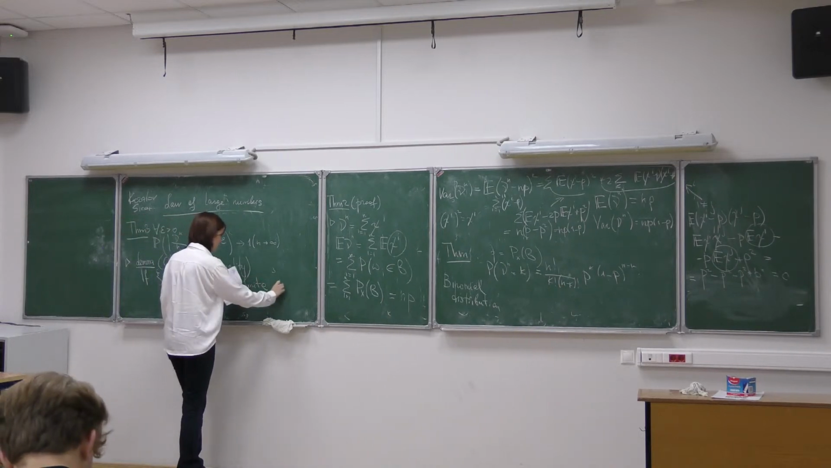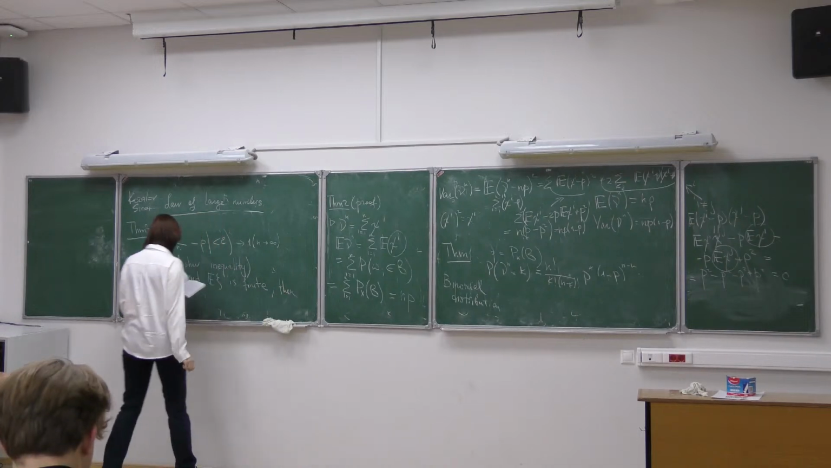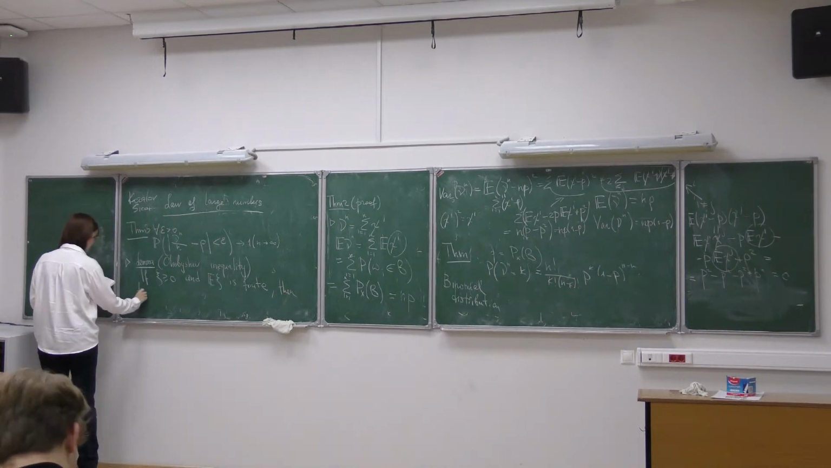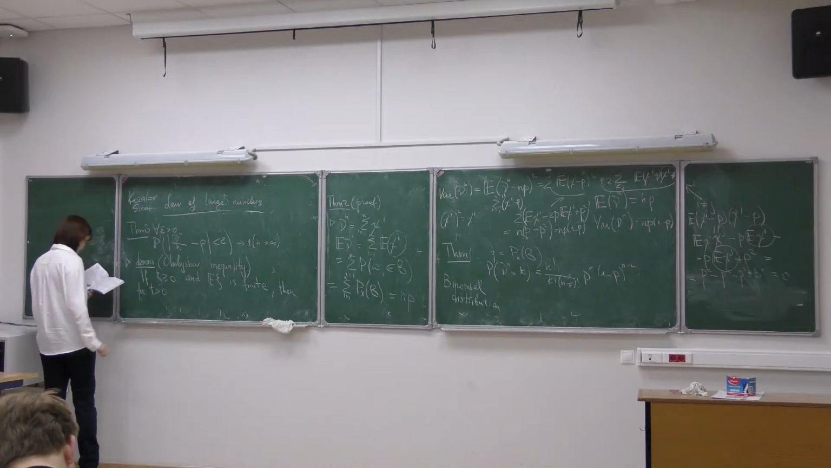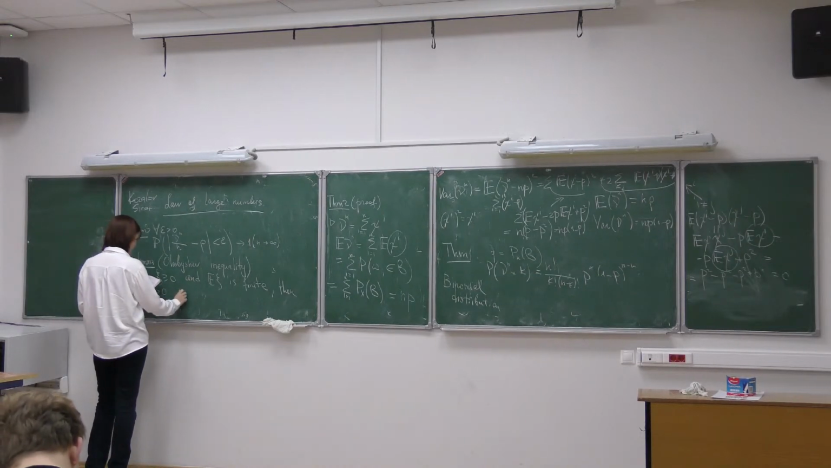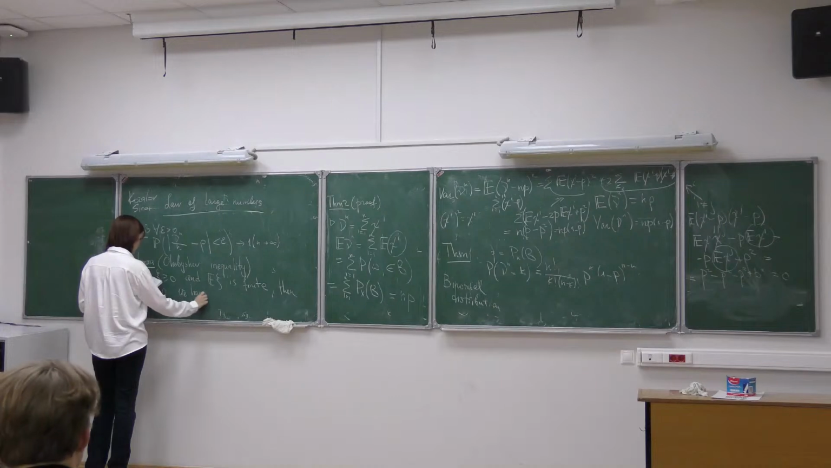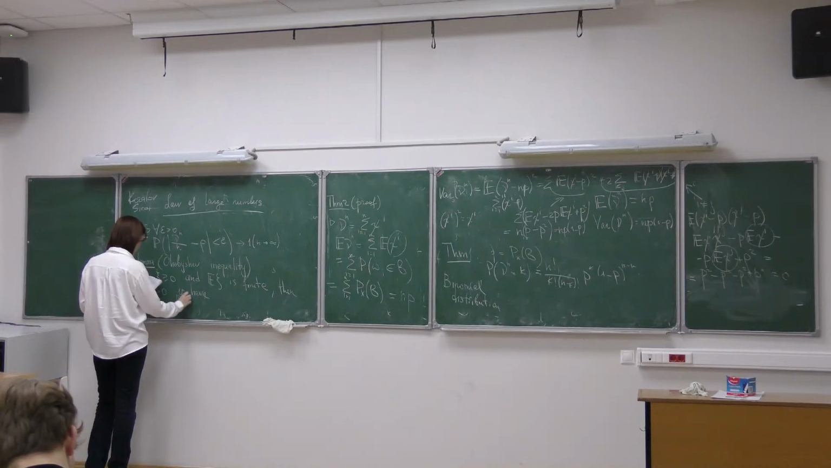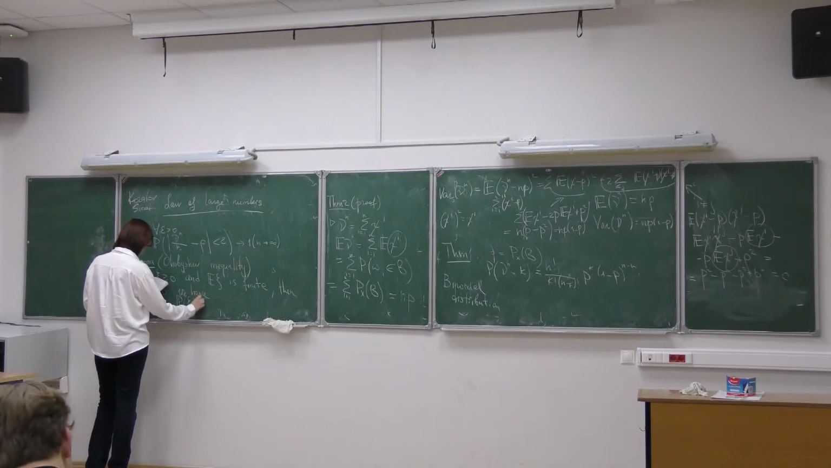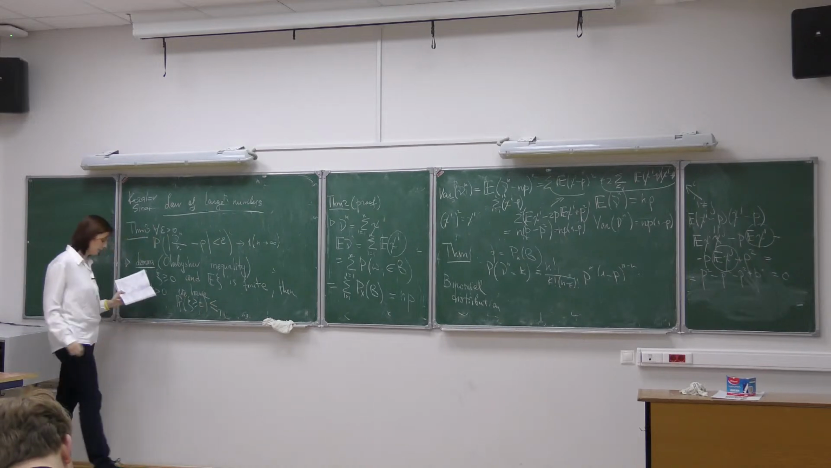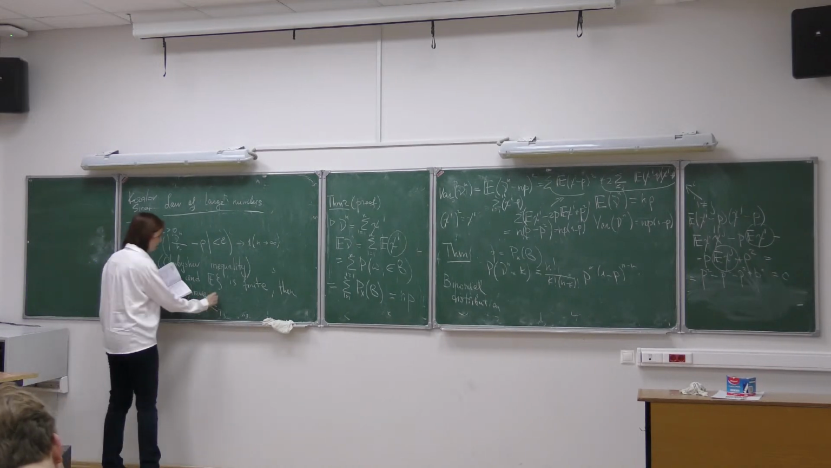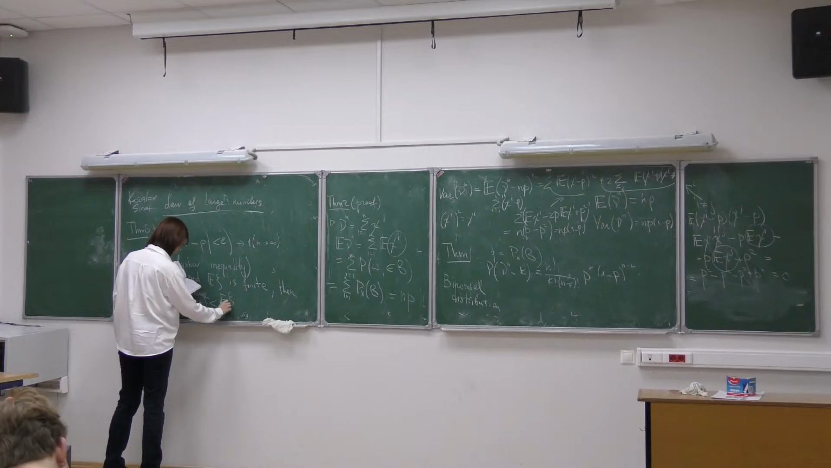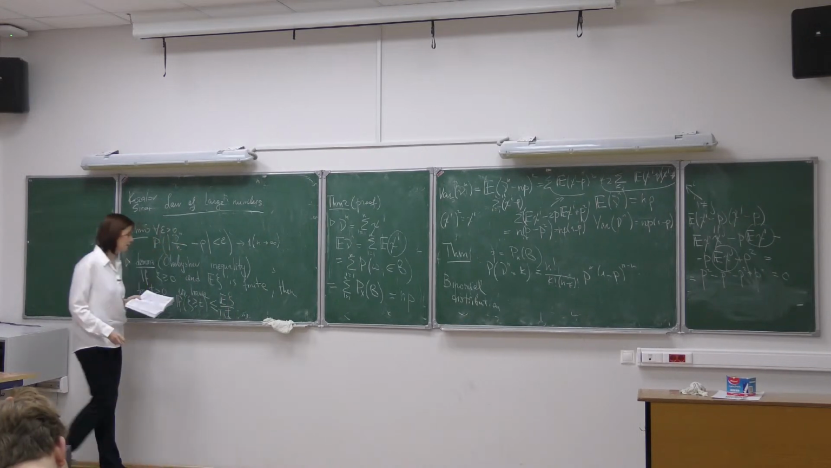then for t positive, we have that this probability can be estimated like this.